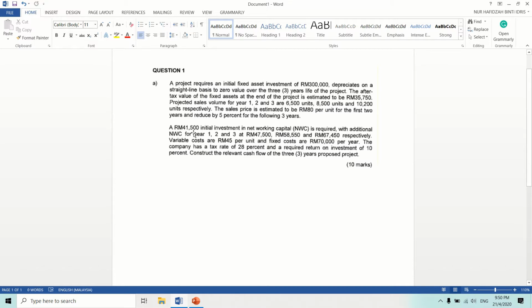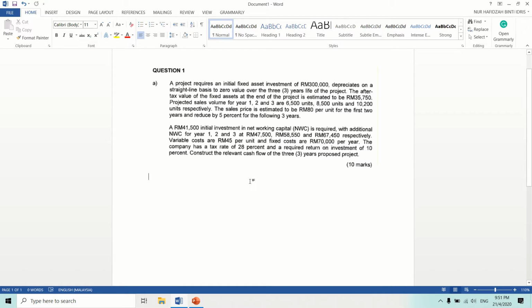A 41,500 ringgit initial investment in net working capital is required, with additional NWC for year 1, year 2, and year 3 at 47,500, 48,550, and 67,450 respectively. Variable costs are 45 ringgit per unit and fixed costs are 70,000 ringgit per year. The company has a tax rate of 38% and a required return on investment of 10%. Construct the relevant cash flow of the 3 year proposed project. So it gives you 10 marks.